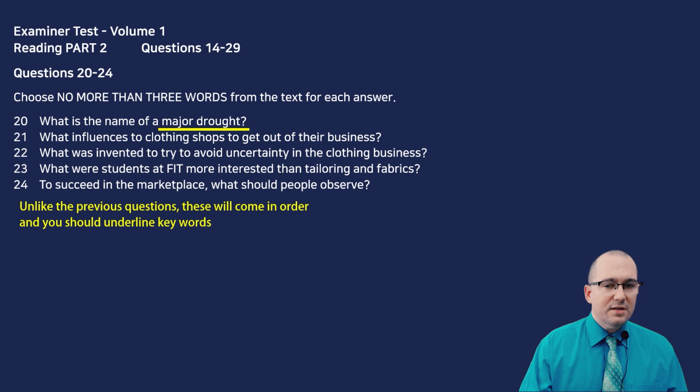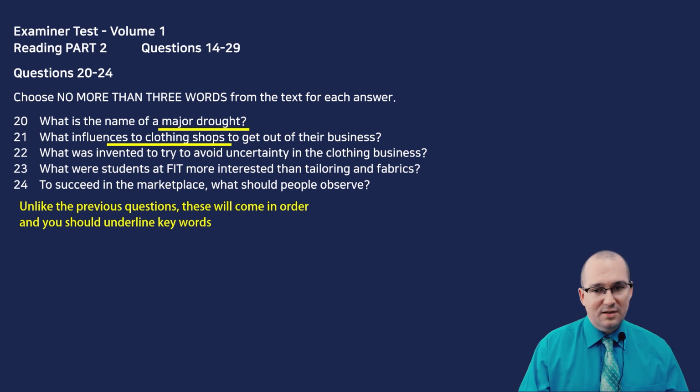Okay, so we want to underline or think about the main things. Major drought. Again, if you know that a drought is related to no water or no rain, then that'll help a lot. For influences to clothing shops, you're looking for what is influencing clothing shops. So again, we want to find that in the article and then focus in on the words around it. Invented, to try to avoid uncertainty, there might be a different expression like came up with. So again, we want to be thinking about that and find the synonyms for this.